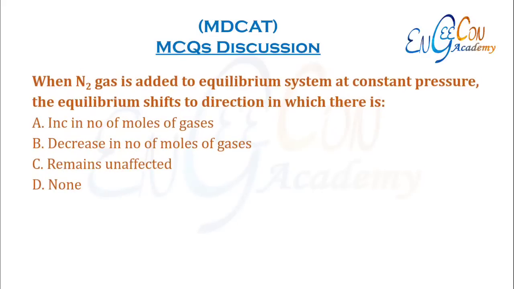When N2 gas is added to equilibrium at constant pressure, the equilibrium shifts to direction in which there is. Now whenever an inert gas is added to an equilibrium, it can be added at 2 conditions. First at constant pressure and second at constant volume. Now adding N2 at constant volume does not affect the reaction, but adding it at constant pressure affects the reaction. Now if at constant pressure inert gas is added, so the system moves towards increased volume. So the system will move where there is increase in number of moles of gases.